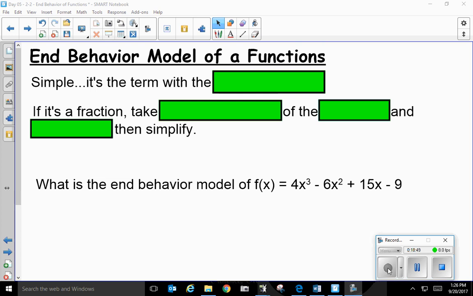All right? If I want to find just point blank, not the right end behavior, not the left end behavior, but just the end behavior model of a function, it is very simple. It's the term with the highest degree. It's your biggest term of the polynomial. So what does that mean?